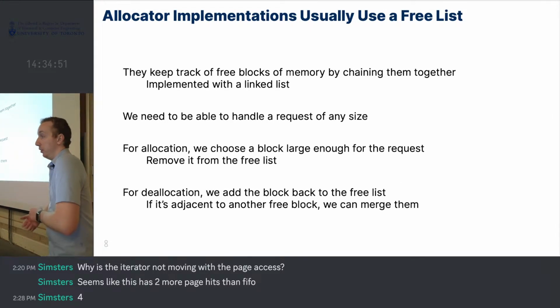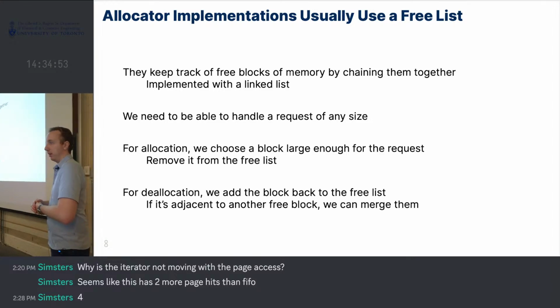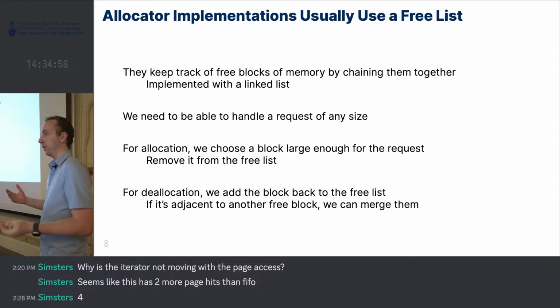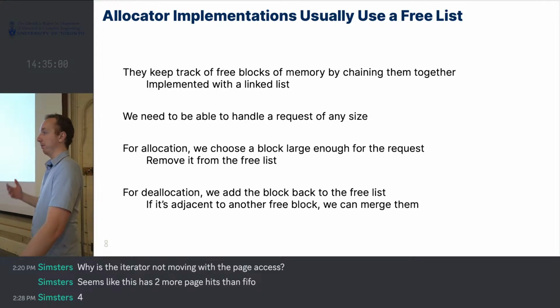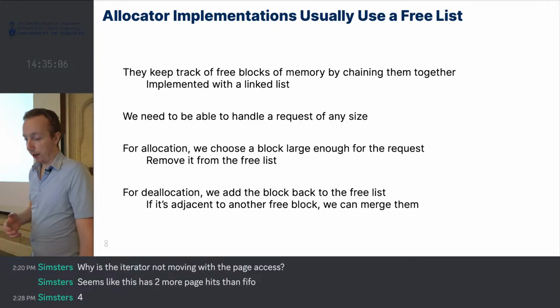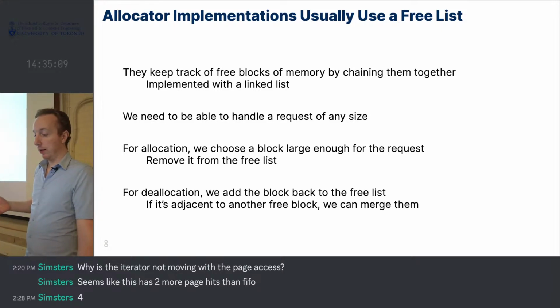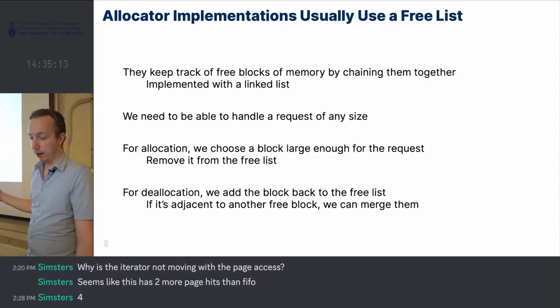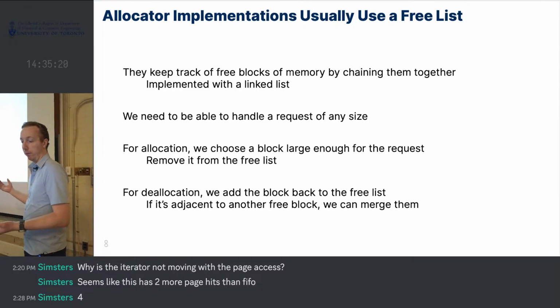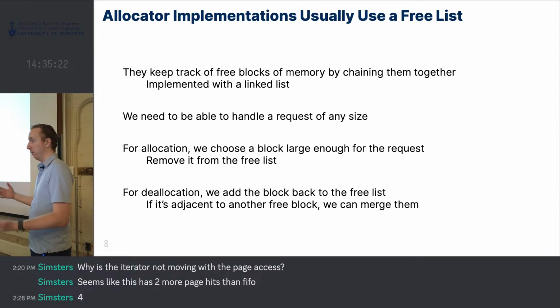Allocator implementations usually use something like a free list of different sized blocks. The kernel didn't have to deal with any external fragmentation because all of our block sizes were the same. So the more general case is you keep track of free blocks of any size and chain them together. You implement it with a linked list. And if you need to handle a request of any size for allocation, you just choose a large enough free block for the request, and move it from the free list.